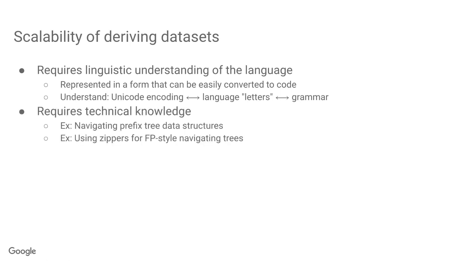It also requires a bit of technical knowledge. For example, you need to be comfortable with navigating a prefix tree data structure. And going back to the linguistic understanding, knowing whether to use letters or phonemes in the prefix tree is important. I also use zippers for functional programming style navigation of trees, and the zippers provide a few benefits, including the ability to navigate up, down, left, right within the tree, which was useful for matching the patterns of verb conjugation and noun inflection.